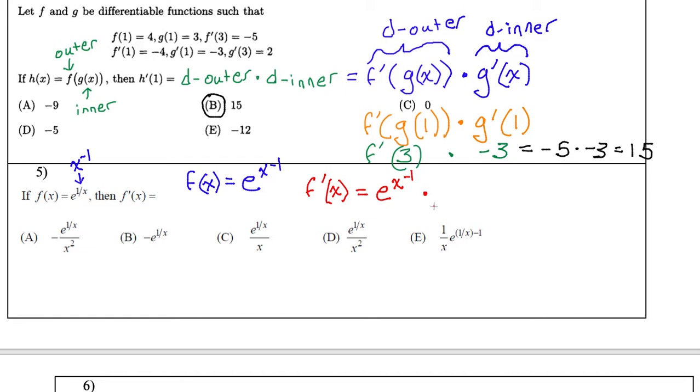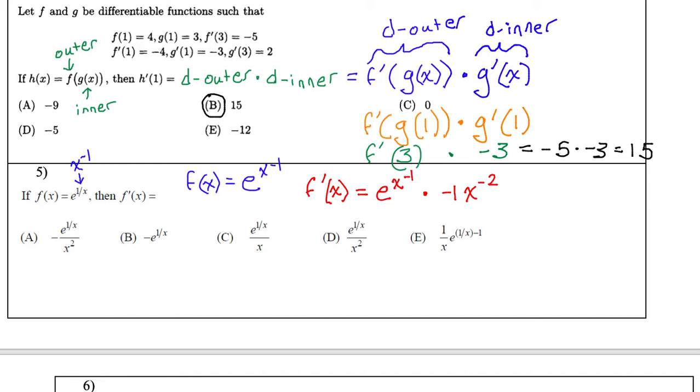Is it just 1, right? The inner is x to the power of negative 1, which is a power rule. So the negative 1 comes down in front. I agree. The negative 1 comes down in front, and I still have x to the negative 2. I subtract 1. Now I need to reduce and simplify into one of these 5 forms.